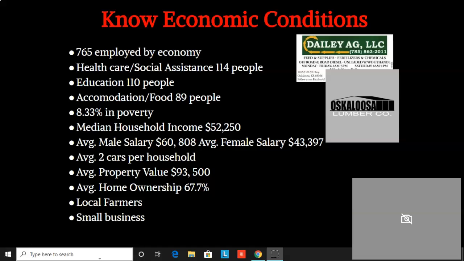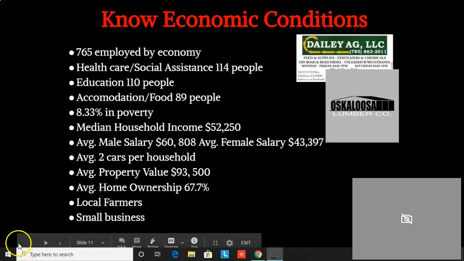We have 8.33% in poverty. The median household income in Oskaloosa is around $52,000. The average male salary is a little over $60,000, and the average female salary is just a little over $43,000. There's 2 cars on average per household. The average property value is $93,500, and only around 68% of our population own their own home.